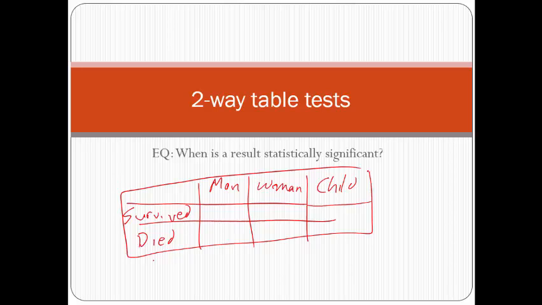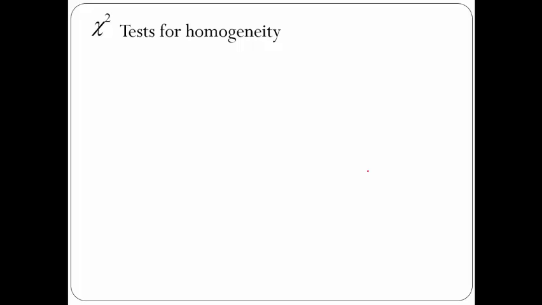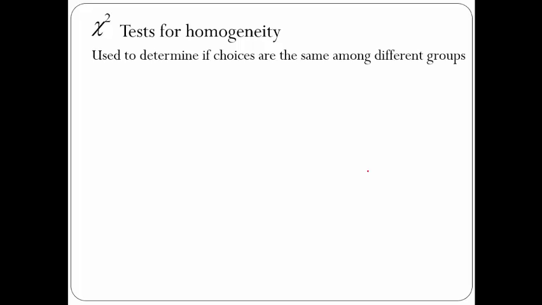Chi-squared can be a really good distribution for this, and one of the ways we can do it is what's called a chi-squared test for homogeneity. In other words, the word homogeneity: are things the same? Are things equally distributed among the groups? So a chi-squared test for homogeneity is used to determine if choices are the same among different groups. In other words, are things equally distributed among the different groups?